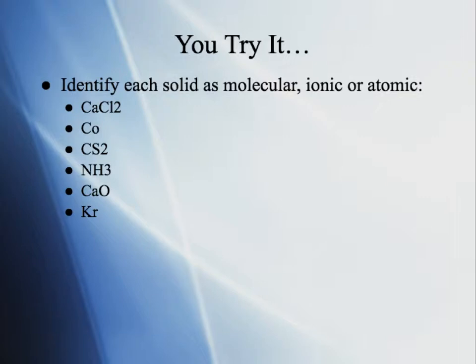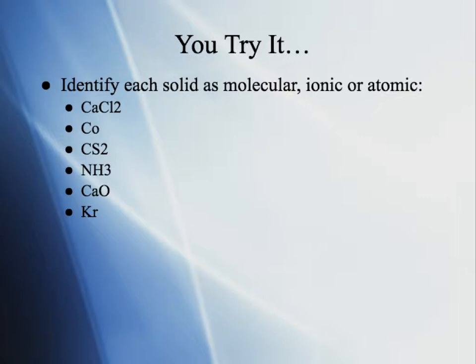Identify each solid as molecular, ionic, or atomic. This is as simple as taking out your periodic table and figuring out if something is made up of a single type of atom, in which case it's atomic. If it is made up of metal and nonmetal, it's ionic, and if it's made up of purely nonmetals, it would be molecular.